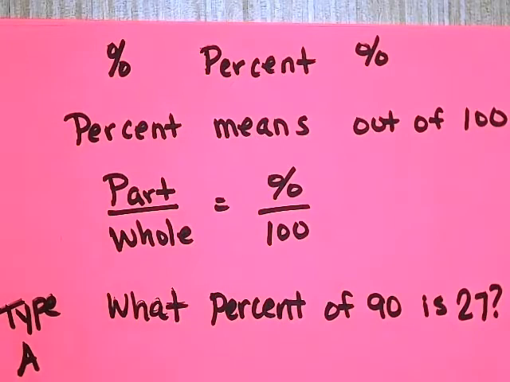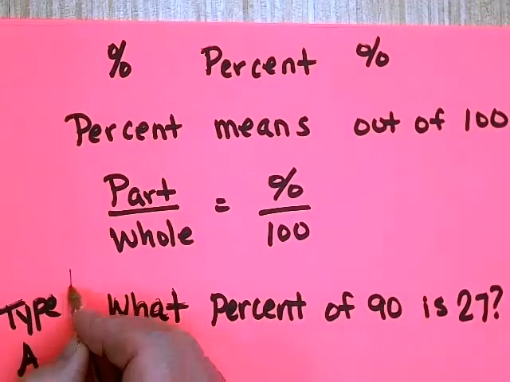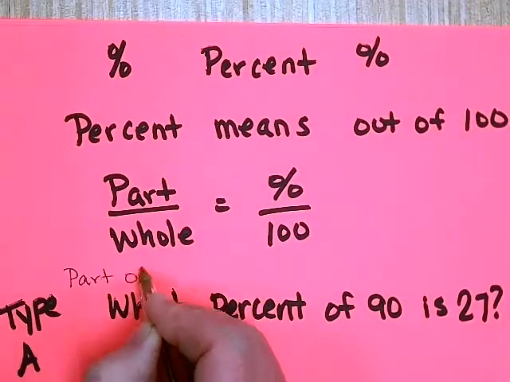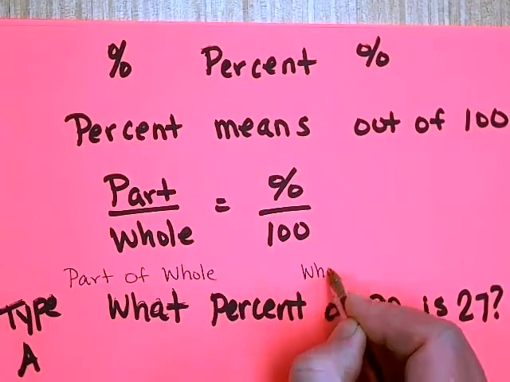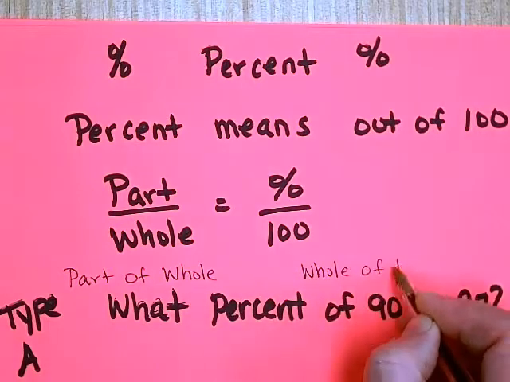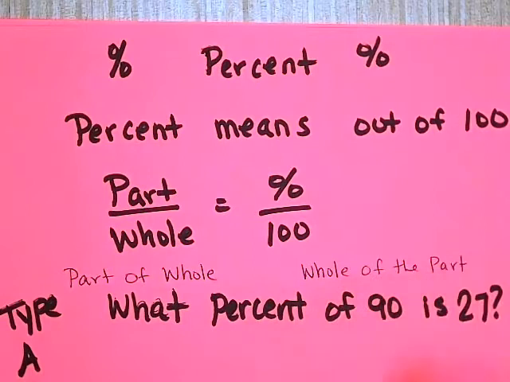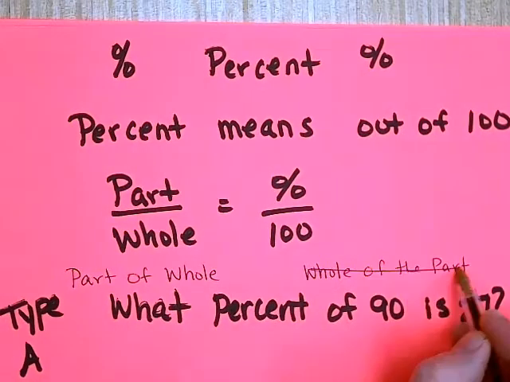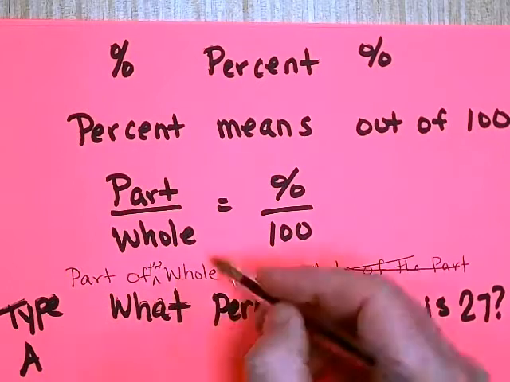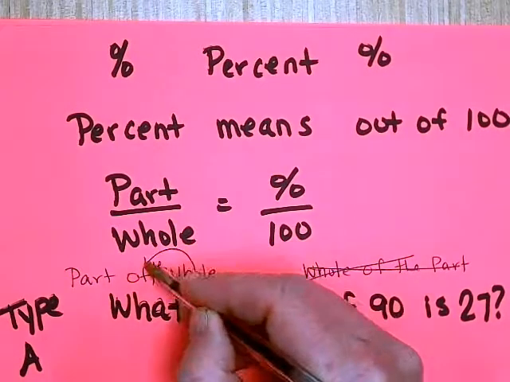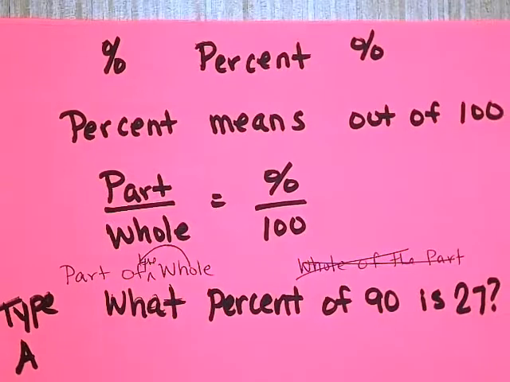Now, before we get started, I want you to write a phrase. Would you say part of the whole, or would you say whole of the part? Part of the whole makes sense. Whole of the part does not. So I want you to know that the word whole comes behind the word of. We're going to use that in just a second.